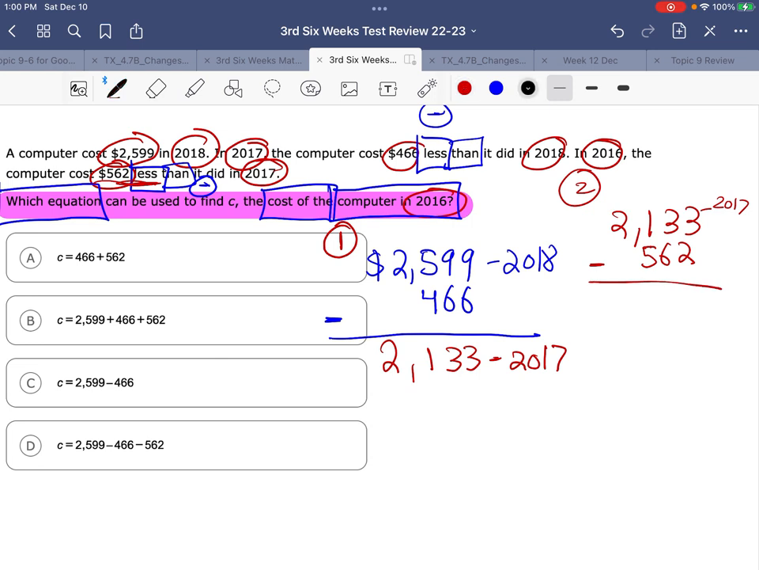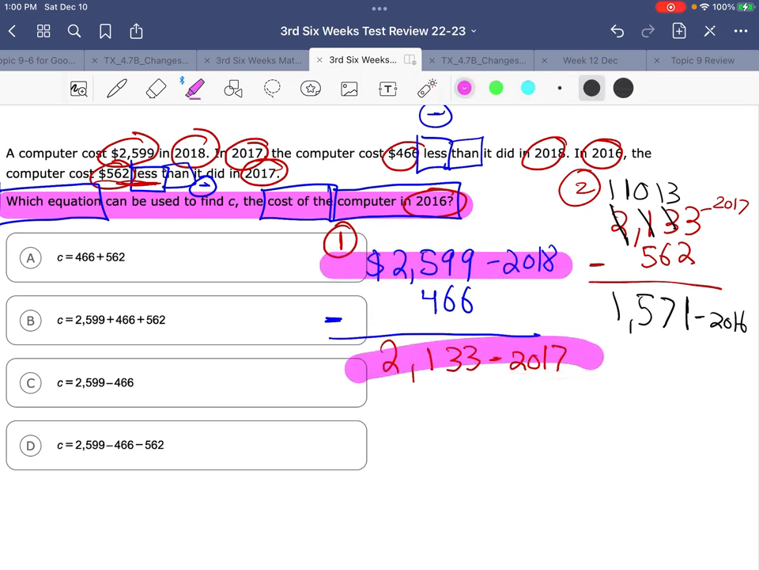And when I subtract, I get 1. This becomes a 0. This becomes a 13. 6, 7, 8, 9, 10, 11, 12, 13. This becomes a 1. This becomes a 10. 10 minus 5 is 5. Bring down my 1. So now I know the cost of 2016. Okay. So I found all of them. I knew 2018, I found 2017, and I found 2016.